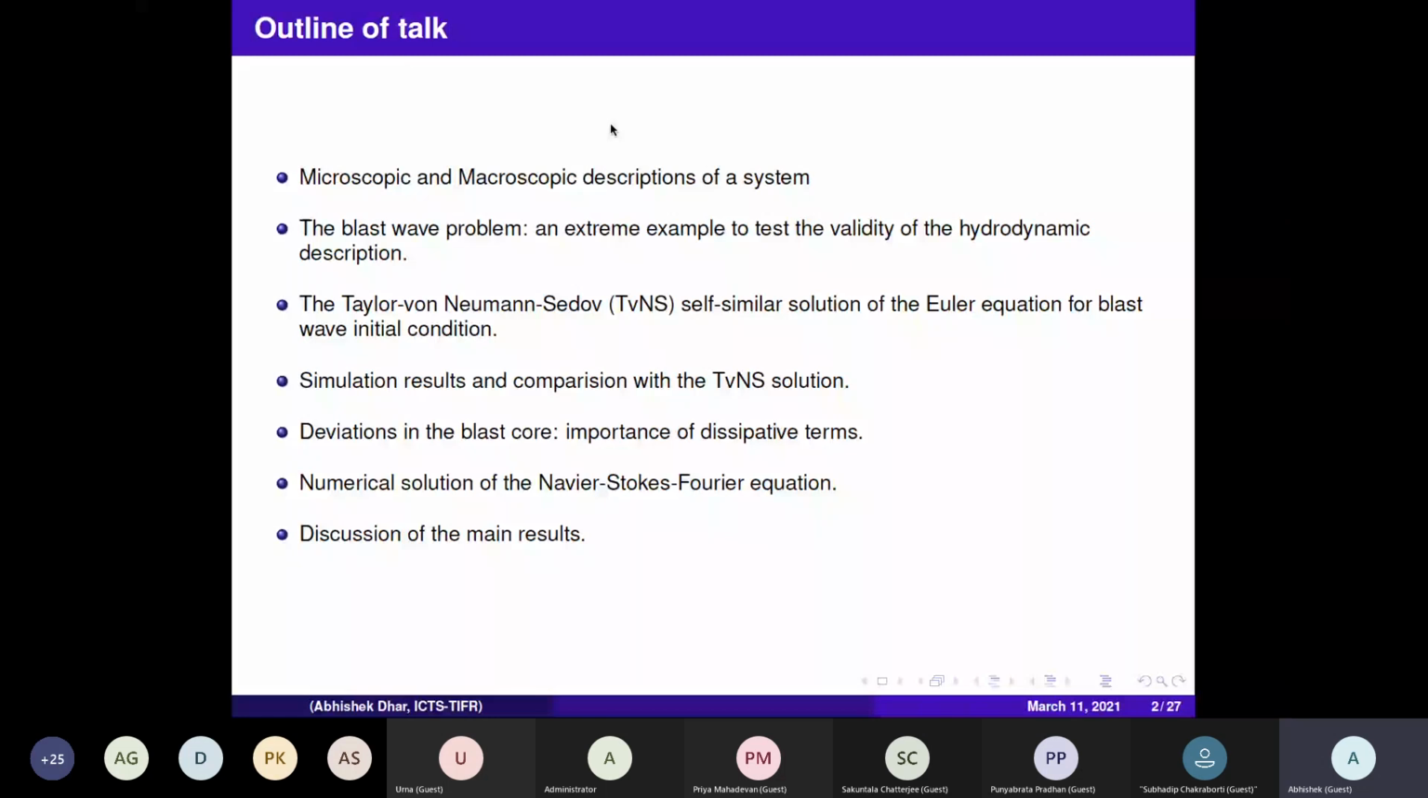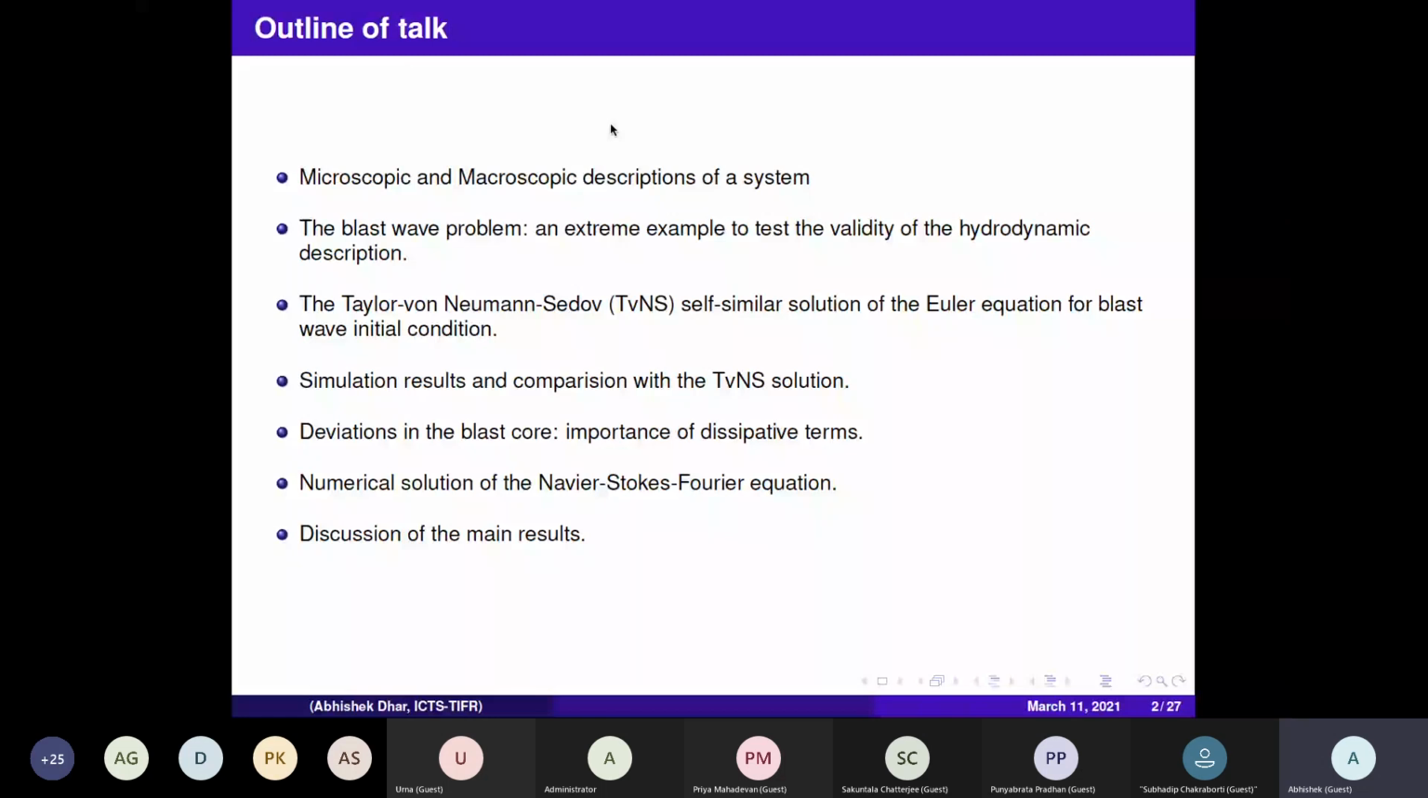And then basically what I'll do is I'll present simulation results for a particular model. So we do microscopic simulations and ask how do these results for various observed quantities compare with what you get from this exact solution of the Euler equation. Okay, so this is the TVNS solution.